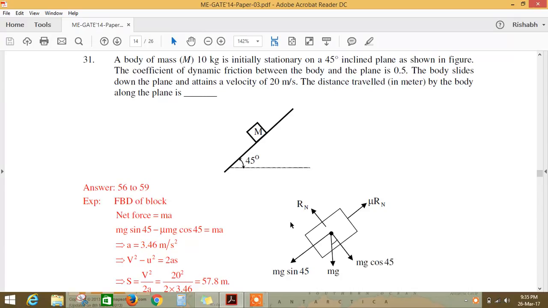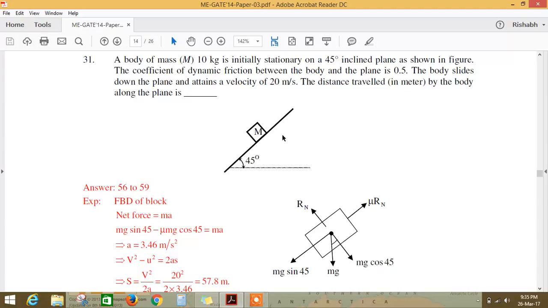Okay, so question number 31 is of mechanics subject. As you can see, this is a very common question. A mass of 10 kg is initially stationary on a 45-degree inclined plane as shown in the figure. The coefficient of dynamic friction between the body and the plane is given as 0.5. The body slides down and attains a velocity. The distance traveled by the body along the plane is.